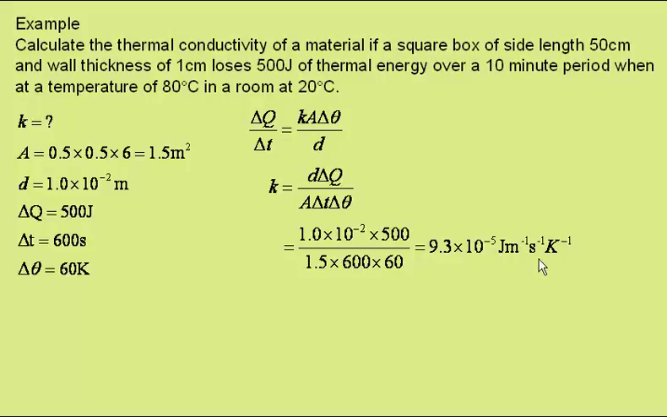But joules per second are watts, so this is normally quoted as 9.3 times 10 to the minus 5 watts per meter per Kelvin.